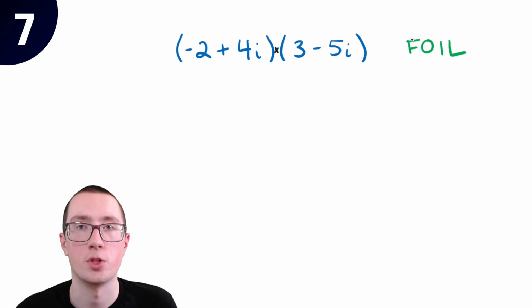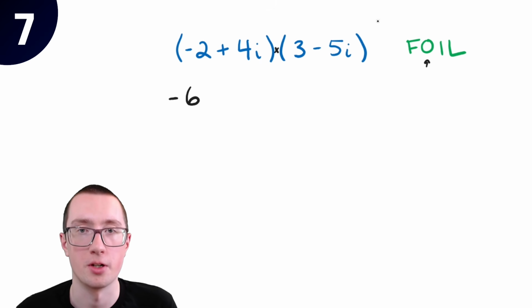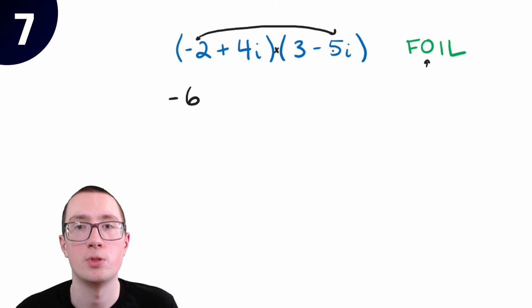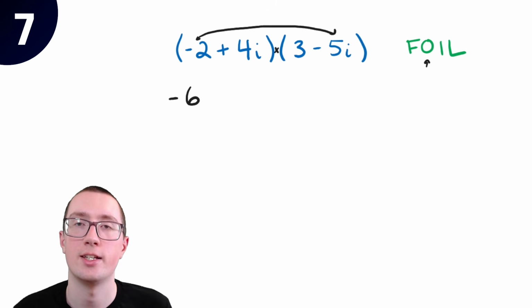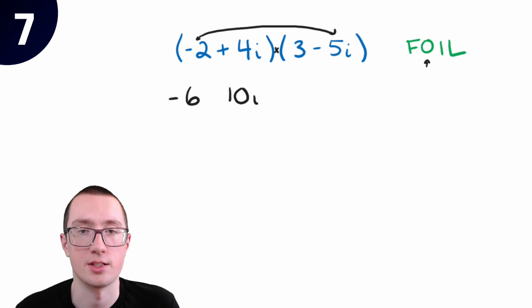The first step is F, which stands for first. So we multiply the first parts of each set of parentheses together. So -2 times 3: 2 times 3 is 6, and there's one minus sign, so the minus sign stays. Next, let's do O, which stands for outer. We multiply the outer parts together. So -2 times -5i. We're going to treat i as if it's just any normal letter in algebra. 2 times 5 is 10, and the letter i stays. And then we have two negatives. Two negatives make a positive, so it's going to be plus 10i.